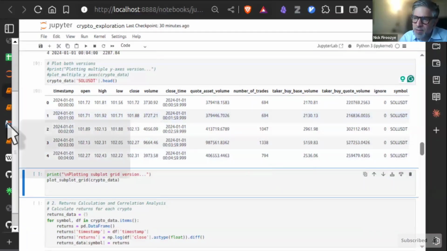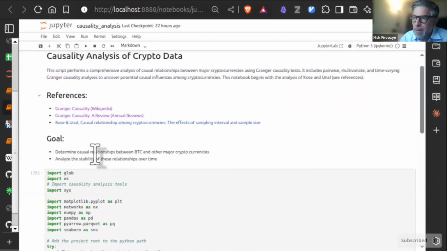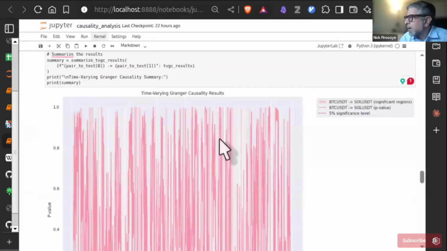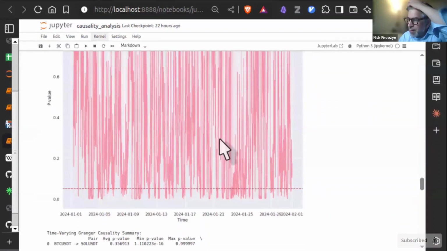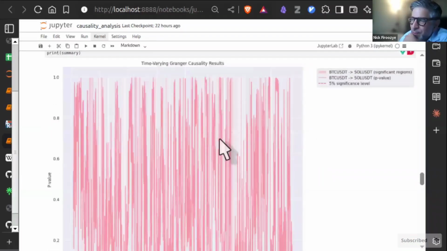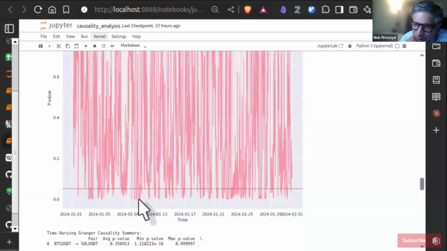Okay, so I'm going to go back and see if this is done. Causality analysis. What's happening here? Okay, that's not it. That's my other copy. Oh, there we go. As you'll see, it's looking at Bitcoin causing Solana, and looking at the time varying properties of it. For the most part, the p-values are very high, but every once in a while they become very low. They go to 0. So there are times when lagged Bitcoin is a great predictor of Solana.